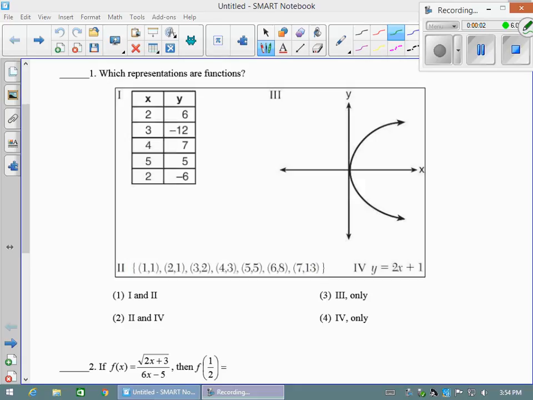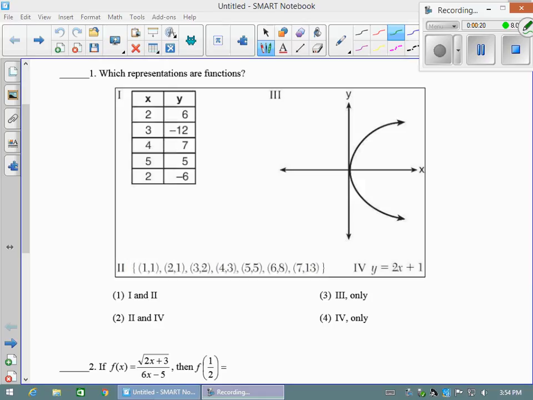Okay, so for question 1, it's asking us which representations are functions. So let's just think about again what tells us when something is or is not a function. To be a function, every x has to have its own unique y. So the x's cannot repeat with more than one y value.